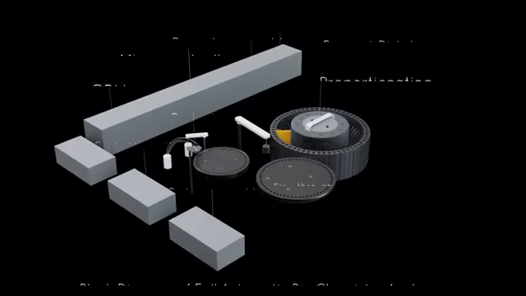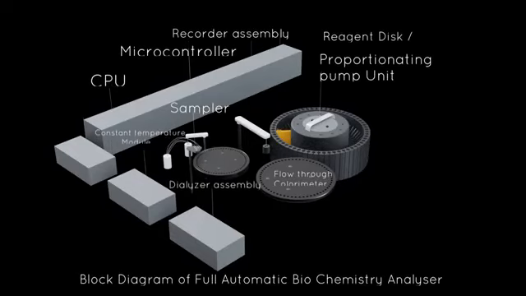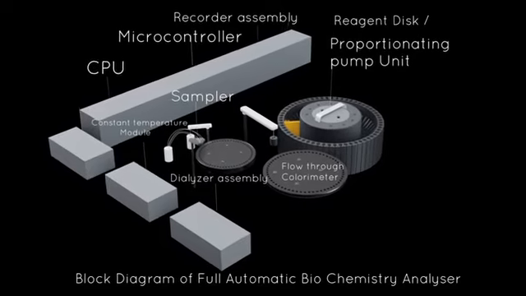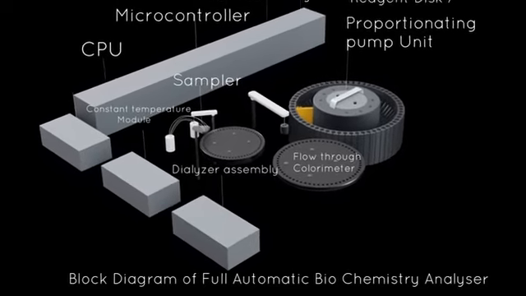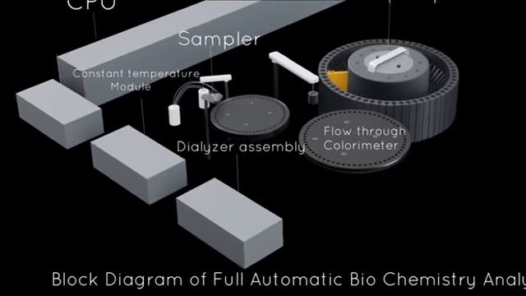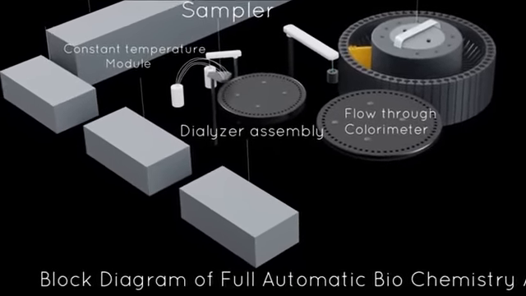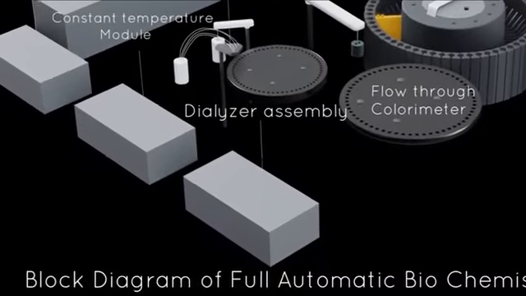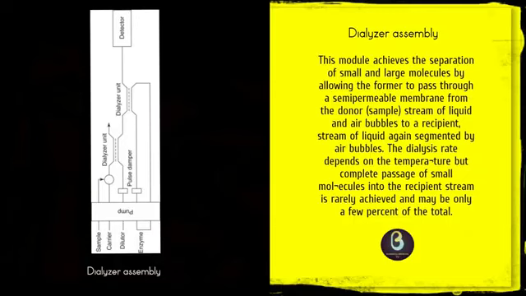The next component is the dialyzer assembly. This module achieves the separation of small and large molecules by allowing the former to pass through a semi-permeable membrane from the donor, or sample, stream of liquid and air bubbles to a recipient stream of liquid again segmented by air bubbles. The dialysis rate depends on the temperature, but complete passage of small molecules into the recipient stream is rarely achieved and may be only a few % of the total.